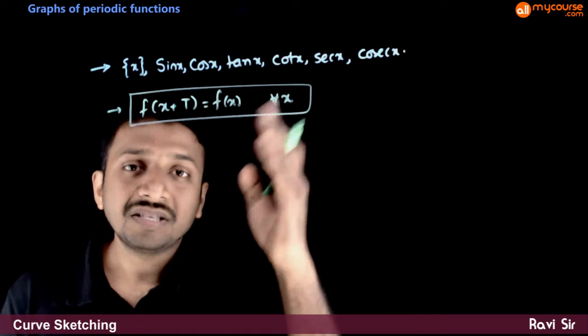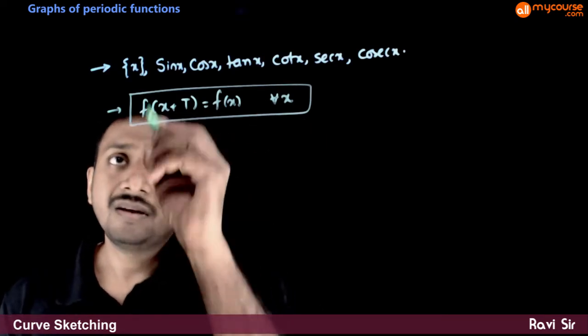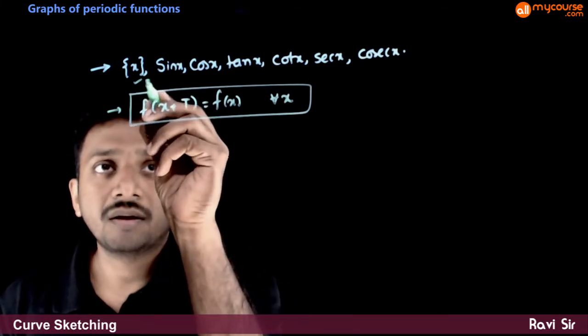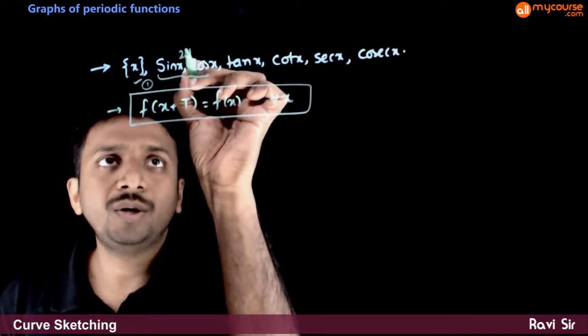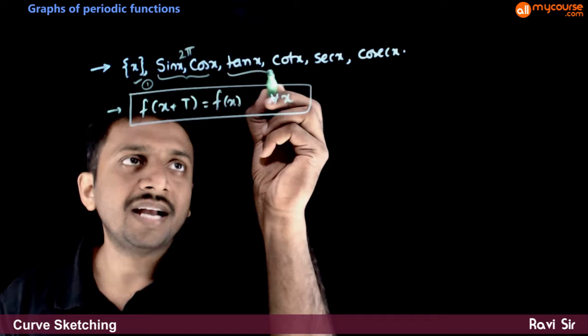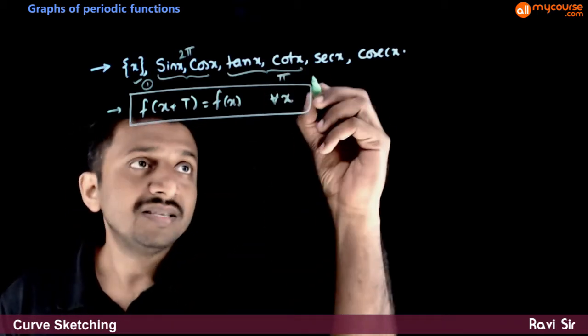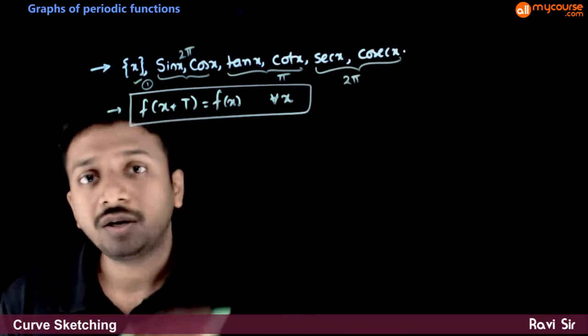And you have some standard periodic functions which you already know about. Fractional part of x is periodic with period 1. Sin x and cos x are periodic with period 2 pi. Tan x and cot x are periodic with period pi. Secant x and cosecant x are periodic with period 2 pi.